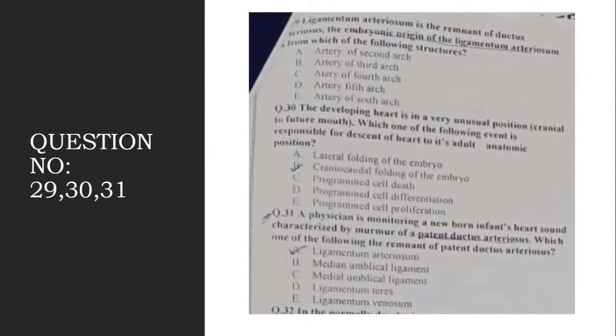When we see the development of the arterial system in the human body, the ligamentum arteriosum or the ductus arteriosus is basically formed when there is a connection between the aorta and the pulmonary trunk, as we have discussed in the previous questions. So this is arising from the sixth aortic arch. So E option is correct.